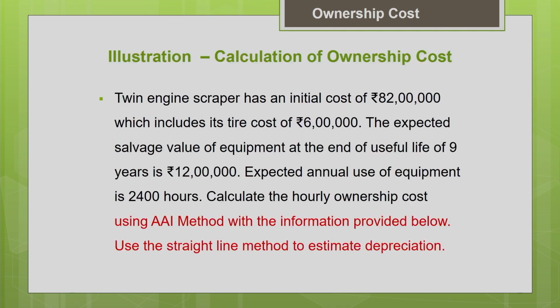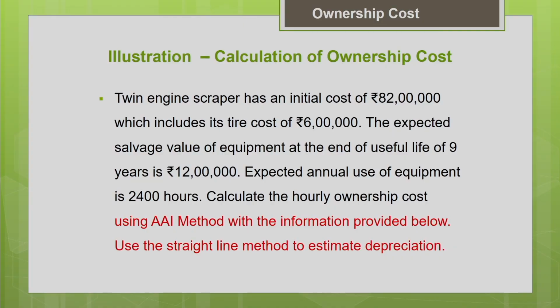Now, let us work out an example on how to estimate the ownership cost of the machine using the average annual investment method. A twin engine scraper machine has an initial cost of 82 lakhs. This includes its tire cost of 6 lakh. The expected salvage value of the equipment at the end of the useful life of 9 years is 12 lakh. So the useful life of the machine is 9 years. At the end of the 9 years, I will be able to sell the machine at a price of 12 lakh. Now, the annual use of the equipment is 2400 hours.